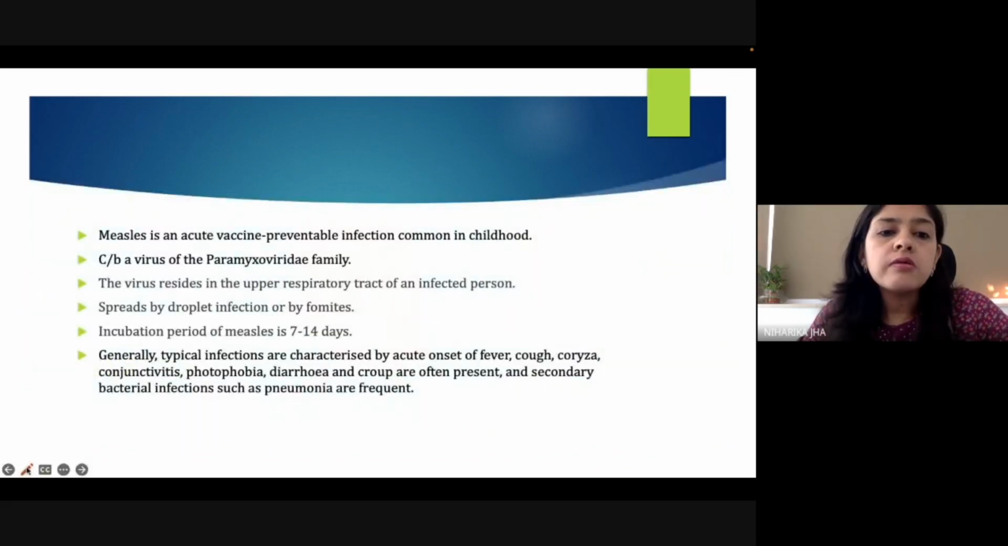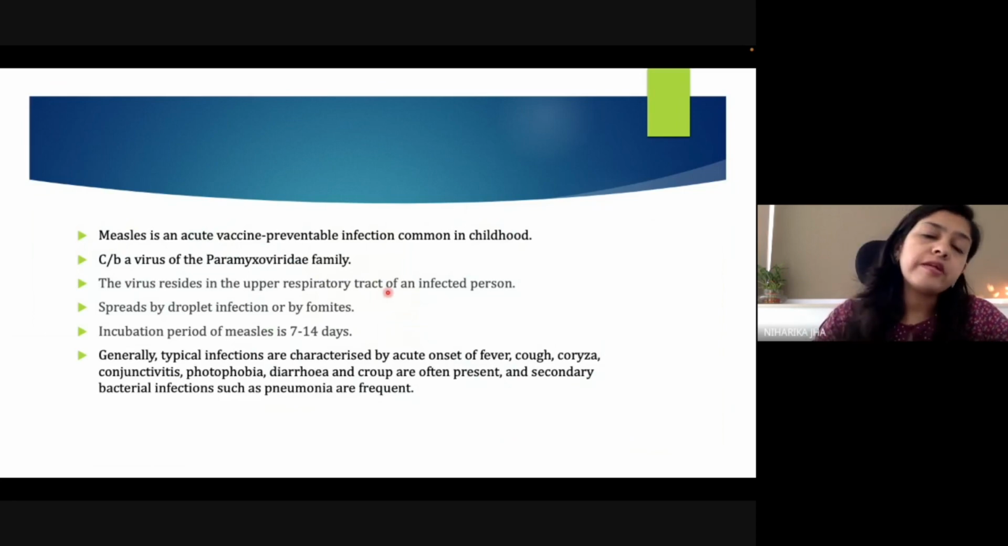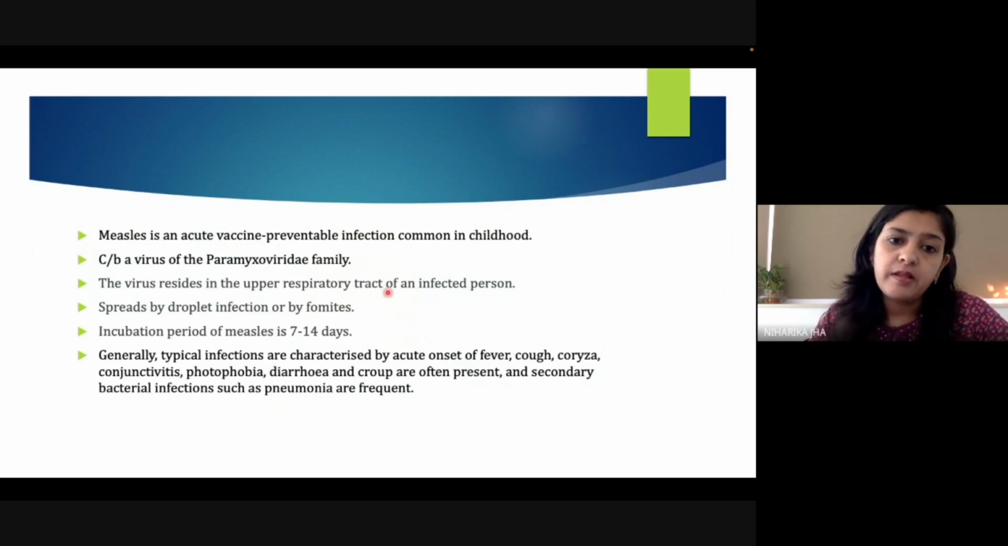We all know that measles is a vaccine preventable disease and it is mainly a disease of childhood. It is caused by a virus which belongs to the Paramyxoviridae family, and this virus resides in the upper respiratory tract of the infected person. So obviously the source of spread remains droplet infection or fomites. The incubation period is about 7 to 14 days.